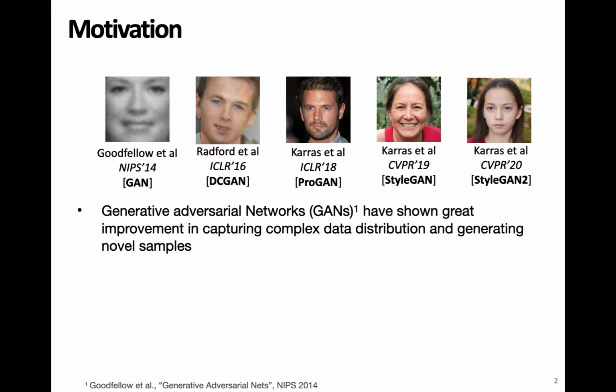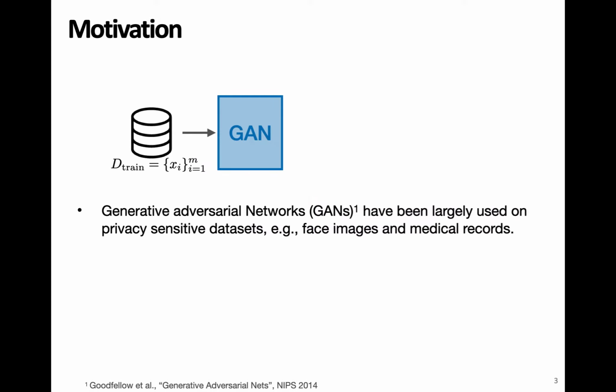Over the past few years, generative adversarial networks have shown great improvement in capturing complex data distribution and generating novel samples. A rapid development towards generating high-resolution images without artifacts can be seen in the computer vision domain. Recent works on GANs have also demonstrated great success when applied on privacy-sensitive datasets, such as face images and medical records.